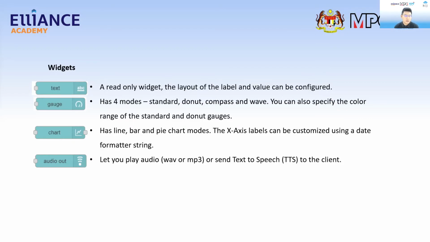Okay. So the next is the chart. And in this chart widget, we have line, bar, and also pie chart modes. Okay. The x-axis label can be customized using a date formatter string. Okay. And also the next widget we have is audio out. So it let you play audio or send text to speech to the client. So for this audio out, you can use it as a notification. So for example, when the temperature is too high, you can play some alert or beep sound to the client. Okay.